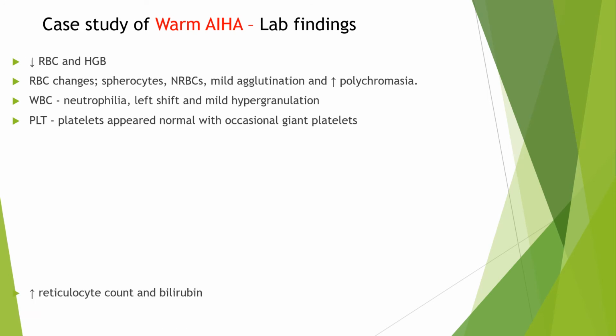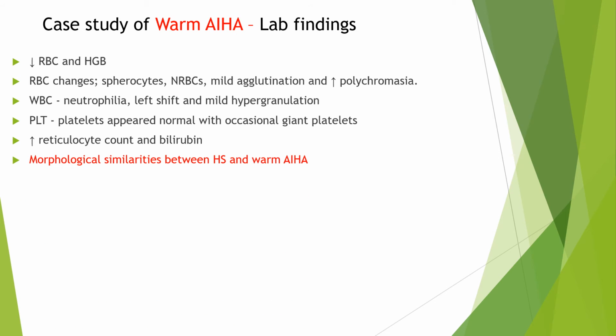This patient also has a high reticulocyte count. The normal range for retic is less than 2.5%. In active AIHA, the percentage of retic can go up to more than 10%. Because of active hemolysis, the patient's bilirubin also increases.